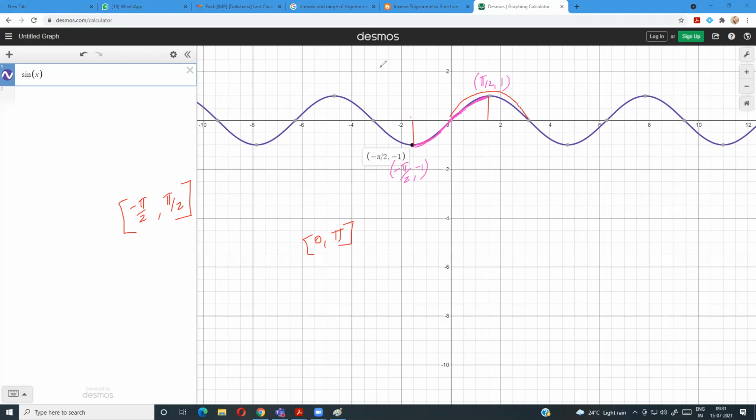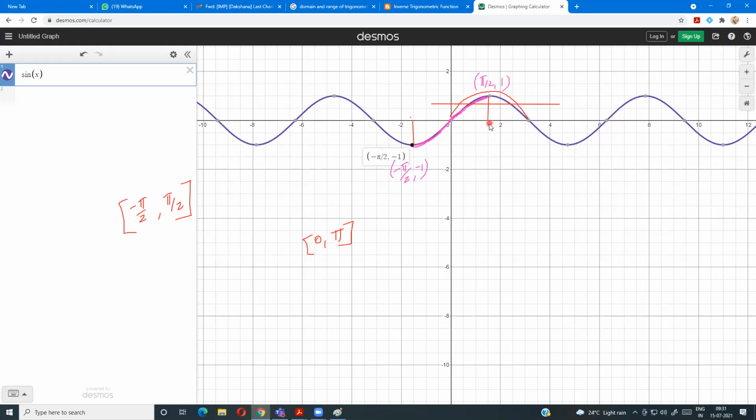1-1 मतलब different inputs के लिए different output है क्या? Clearly not. एक simple example, आप एक horizontal line draw कर लेना. जब horizontal line more than 1 point में meet करेगी, if the horizontal line intersects the graph at more than 1 point, then it is not 1-1, क्योंकि इधर एक output आ रहा है, for this particular input. Similarly, the same output is coming here also for a different input. So if the horizontal line touches at more than 1 point, that means the function is not 1-1.